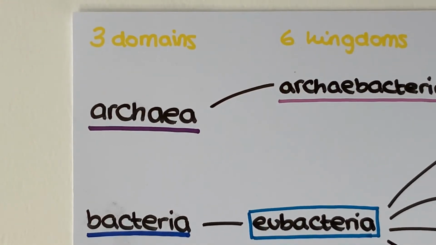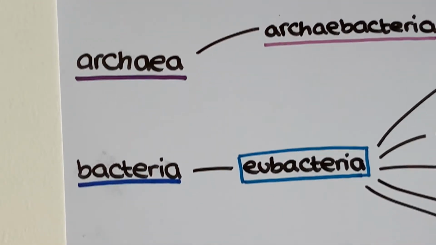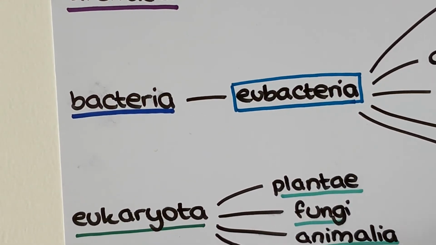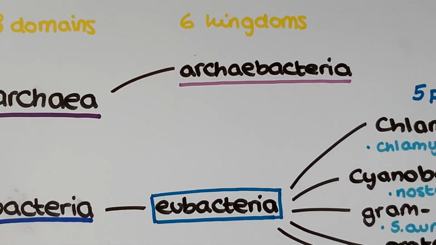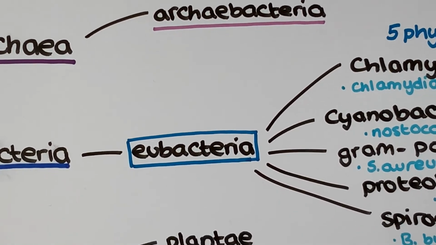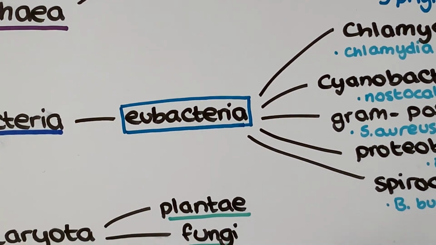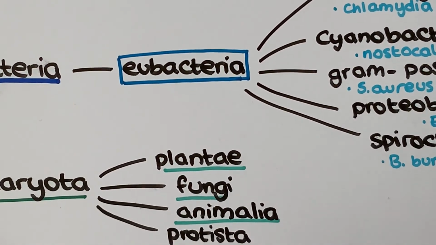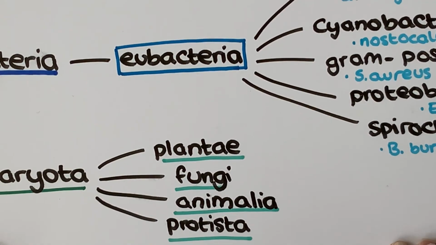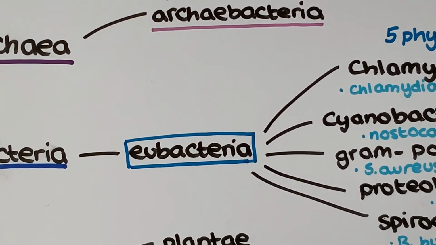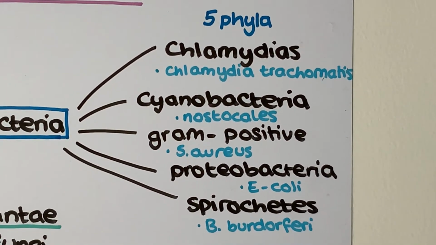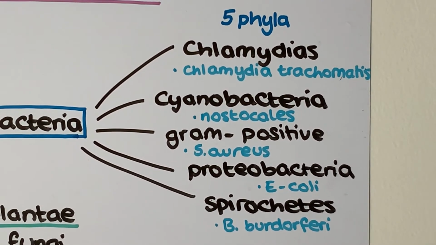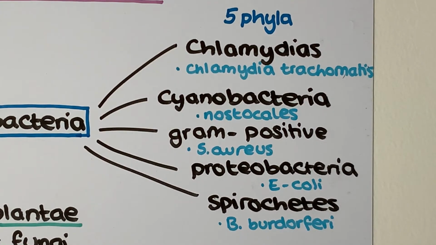Classification begins with three domains: archaea, bacteria, and eukaryota. These branch into their own 6 kingdoms, consisting of archaeobacteria, eubacteria, and plantae, fungi, animalia, and protista. Eubacteria, which we'll be looking at in more detail, then branches off into its 5 phyla, which consists of chlamydias, cyanobacteria, gram-positive bacteria, proteobacteria, and spirochetes.